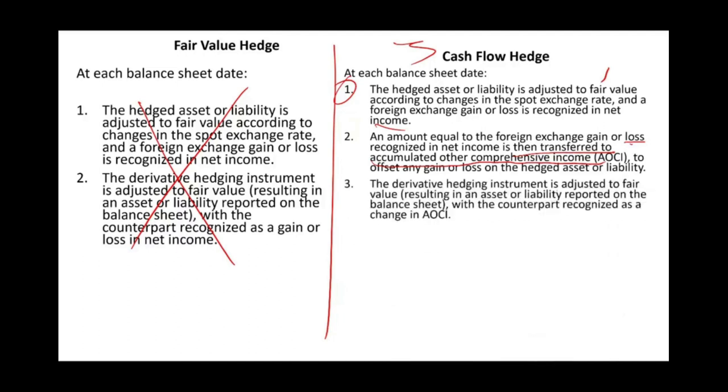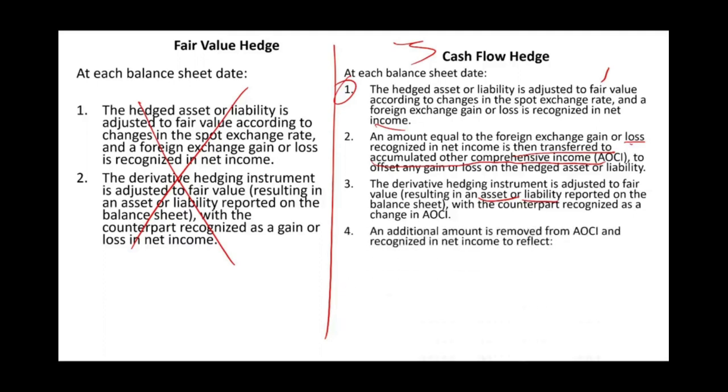The derivative hedging instrument is adjusted to fair value. Then we have now a hedging instrument. It could be an asset. It could be a liability. Then we have to put it on the balance sheet with the counterpart recognized as a change in OCI. Then if we have an asset, then we have a gain in OCI. If we have a liability, we have a loss in OCI. And we'll see this shortly.